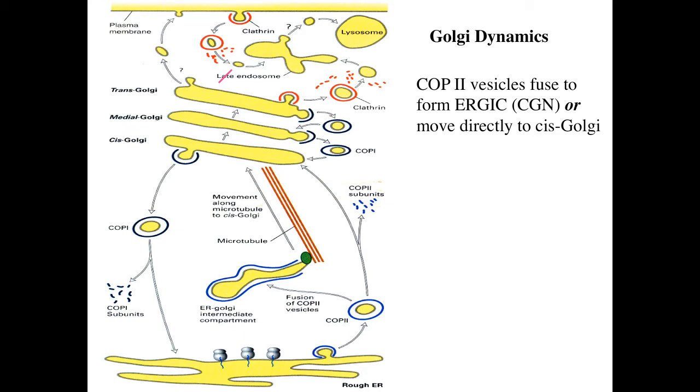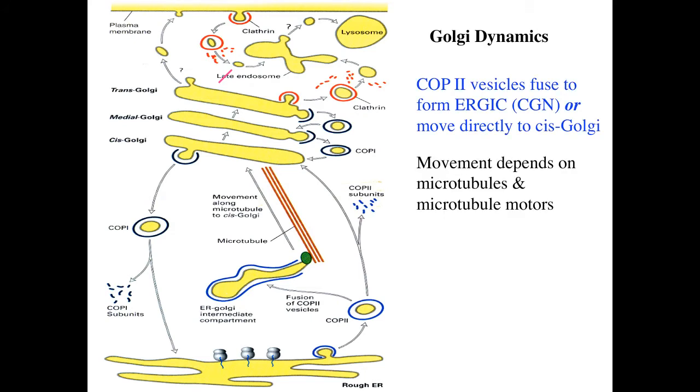If one looks at the Golgi dynamics, we have COP2 vesicles budding off the ER, and they are fusing to form this ER Golgi Intermediate Compartment or cis Golgi network, which we can consider the same thing. Vesicles fuse from the ER and coalesce to form this structure, or alternatively, these vesicles are moving directly to the cis Golgi cisternae. One of two ways that we think material might get to the Golgi.